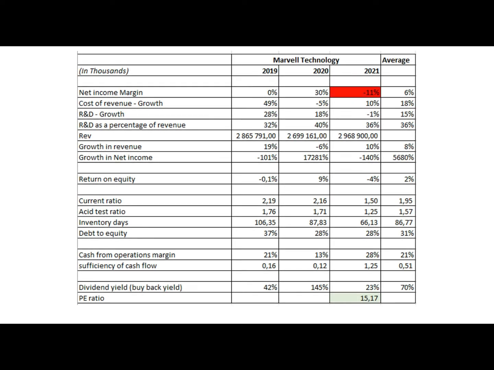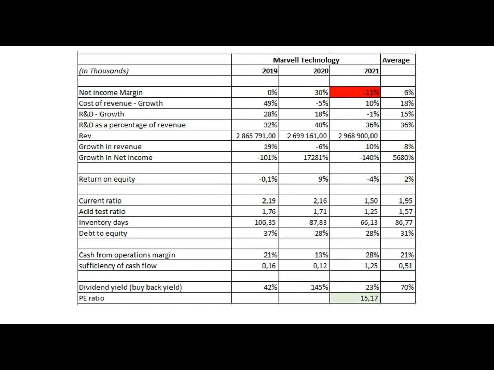Marvell Technology. Now, Marvell is a semiconductor solution provider of high performance data infrastructure, makes chips that go into data centers as well as the network infrastructure related to said data centers, i.e., it makes memory and storage chips.